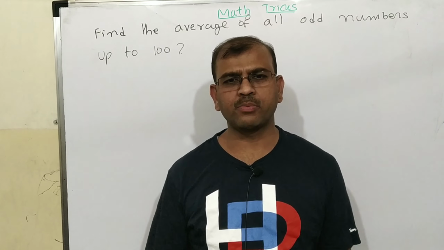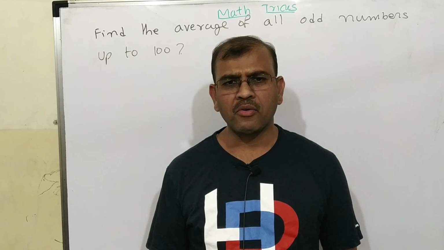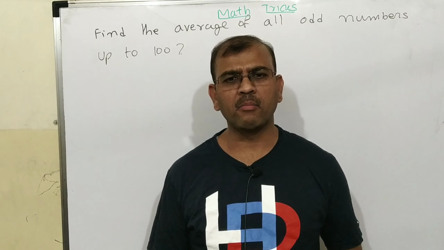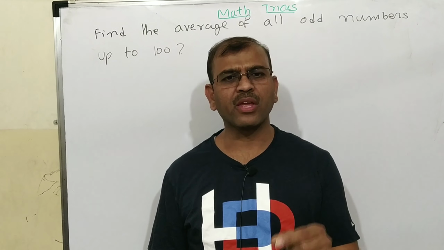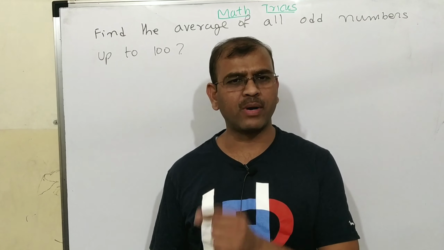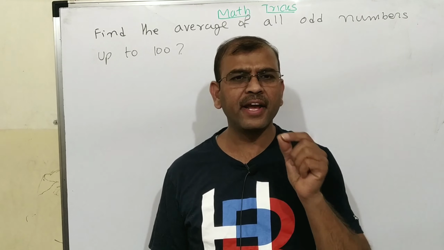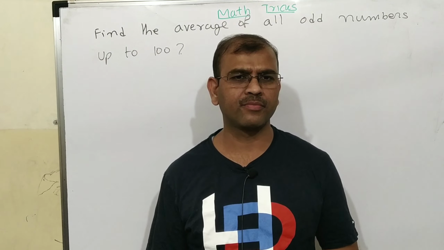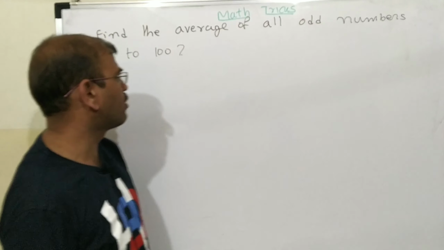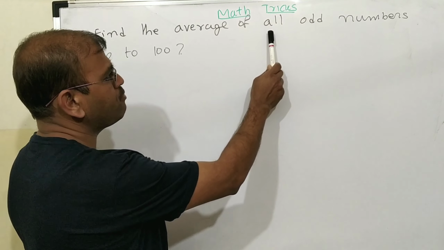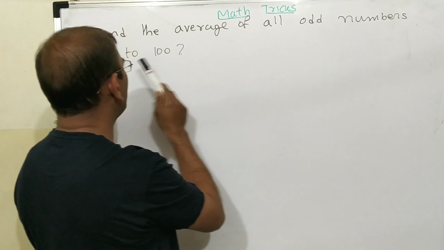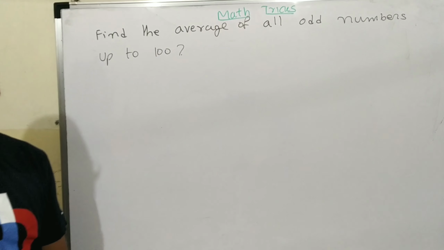Today I am going to explain a very important maths trick. This is very useful at school level as well as college level, for any competitive examination. Now look at the question, what it says: find the average of all odd numbers up to 100.